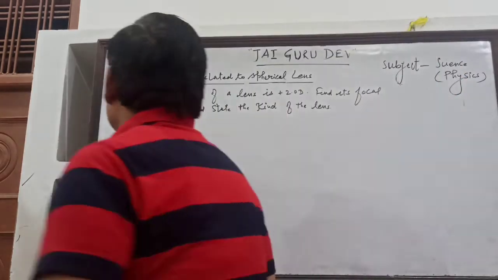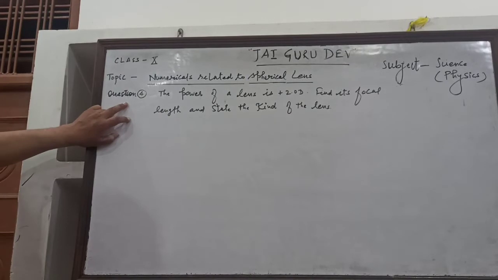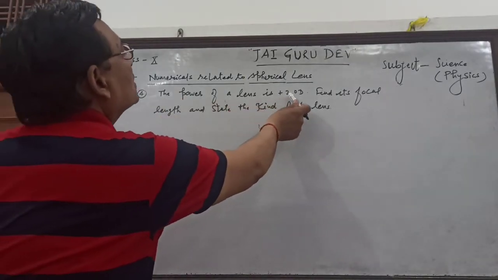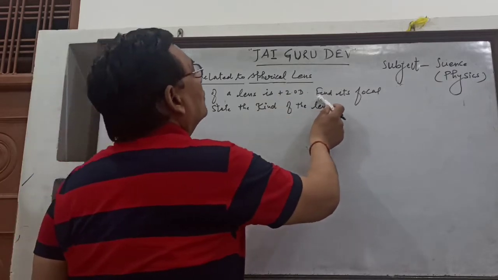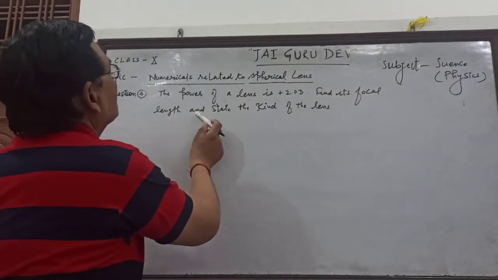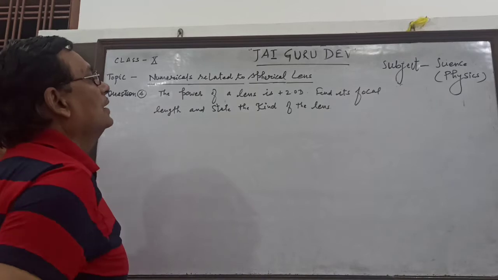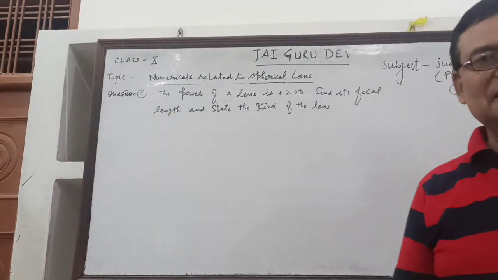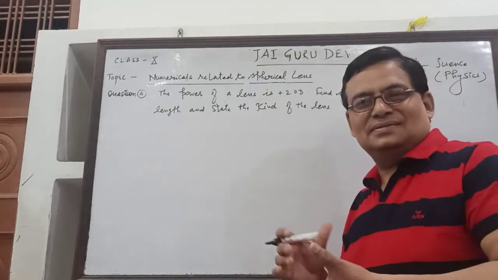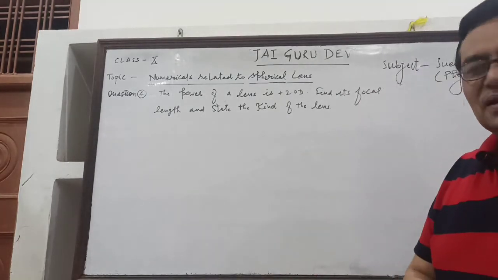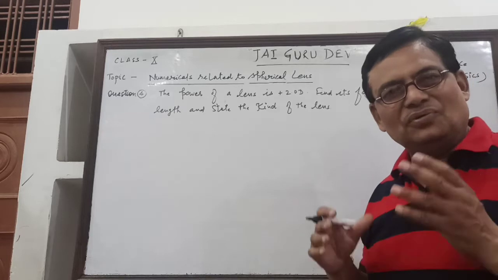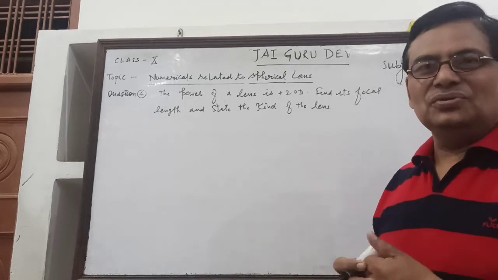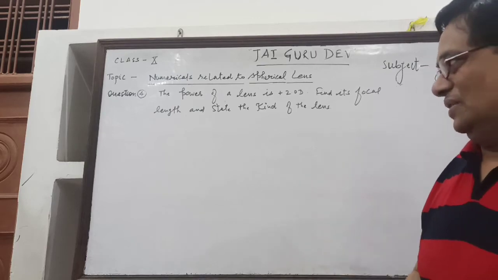Question number 4. I read question number 4. The power of a lens is plus 2.0 D. Find its focal length and state the kind of the lens. We have earlier talked about the power of lens. Power of lens is defined as the reciprocal of its focal length, P is equal to 1 upon f. So we will use that formula.